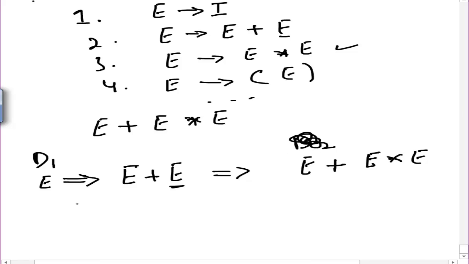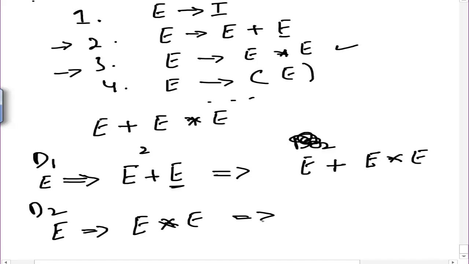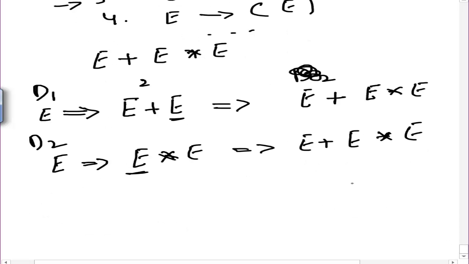Sorry, this is not D2. Now let me write derivation 2 here. I will say E, and firstly I will use rule 3, not rule 2. That is E times E. Now I will derive this E using rule number 2 to E plus E, and then times E. Both of these derivations are to the same sentential form, E plus E times E.